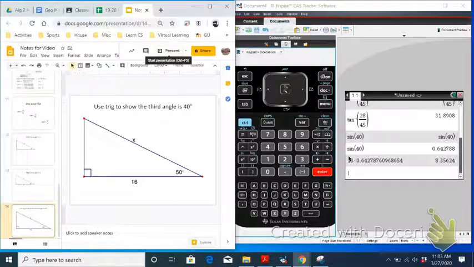Alright, last thing, I just want to go over how to find an angle again. This question says use trig to show that the third angle is 40 degrees. If you use the triangle sum theorem, the fact that all angles in a triangle add up to 180, then it makes sense that this angle right here should be 40 degrees. Now we can verify it another way using trig.